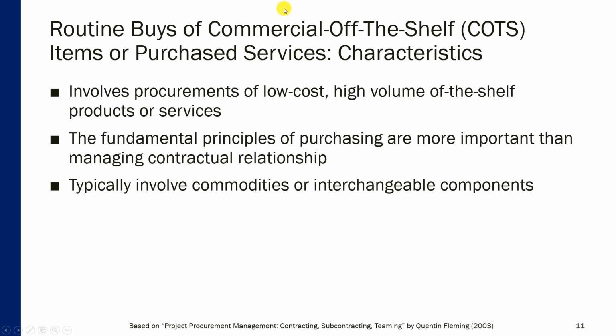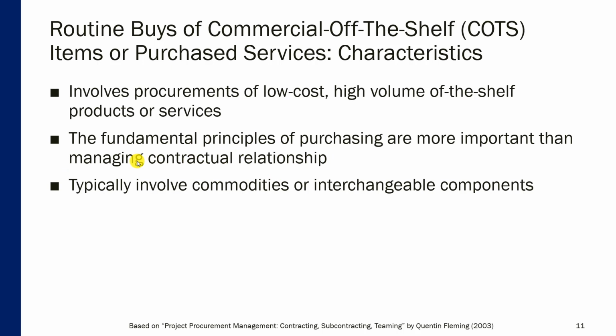And then the third category of generic procurements are routine buys of commercial off-the-shelf items or purchase services. So what are some of the characteristics of those routine off-the-shelf buys? They involve procurements of low-cost, high-volume off-the-shelf products or services. Let's say buying a lot of physical paper for copiers in the office. The fundamental principles of purchasing are more important than managing contractual relationships. In other words, the nature of the relationship between a buyer and a seller is not very complex.